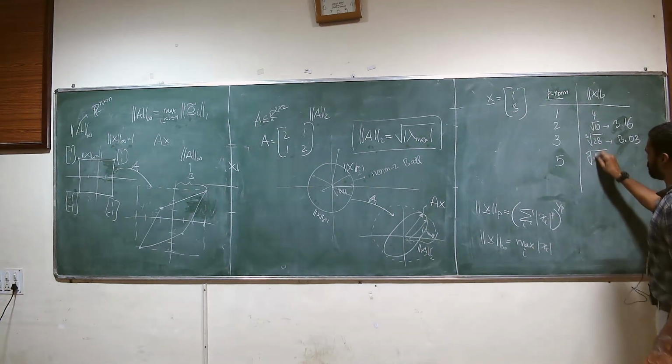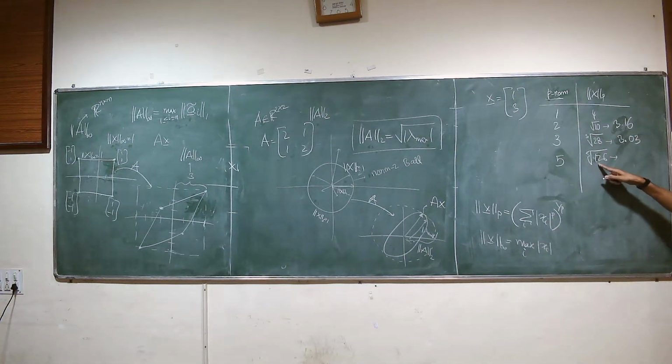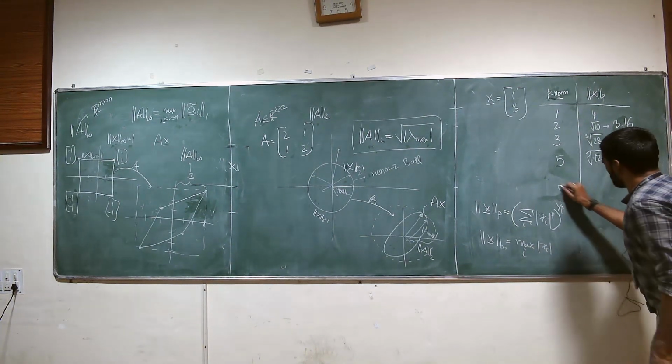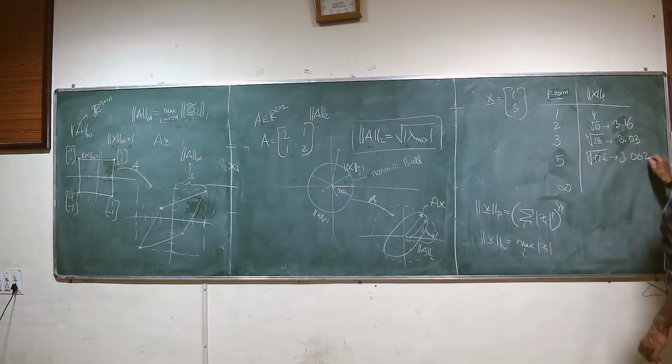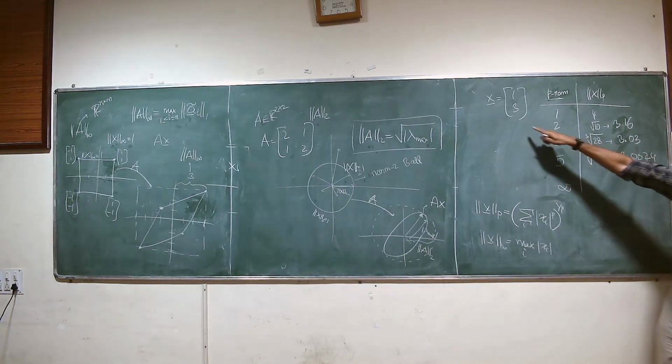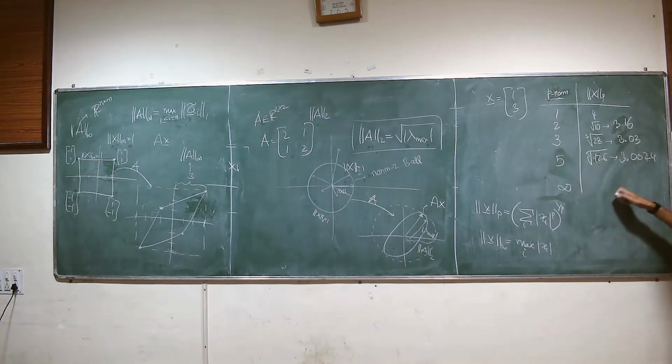We'll just do one more. That's 126. What is the fifth root of 126? Okay, 3 point something. What is happening here? It looks like it's going towards something. 3. And what is 3? 3 is the maximum possible number. In fact, the infinity norm will exactly be 3.